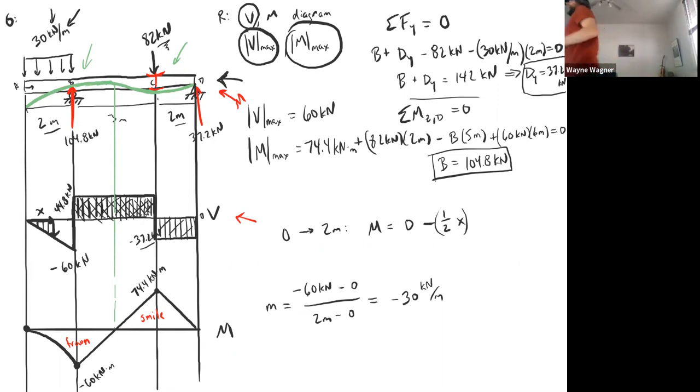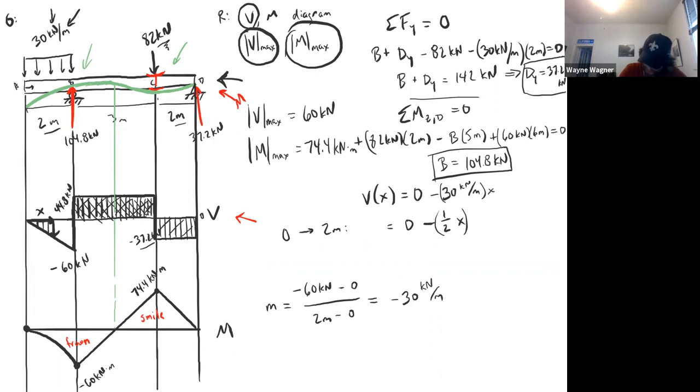Hold on a second, I need a fan. Okay, so the equation of the shear line, shear as a function of x, equals 0 minus the slope, 30 kilonewtons per meter, times x. The moment equation, moment as a function of x. This is probably an easier way to do this. The moment is a function of x; basically we're just going to integrate that line.